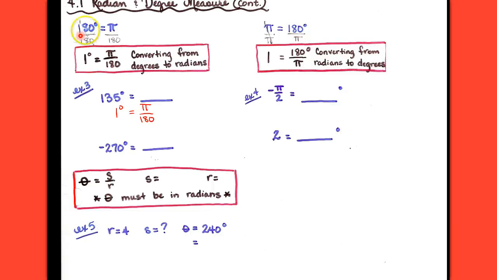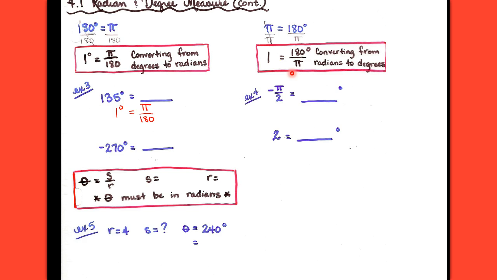Now, if we know that 180 is equal to pi, if I want to know just what 1 degree is equal to instead of 180 of them, I could divide both sides by 180 and I find out that 1 degree is equal to pi over 180 radians. So I could use that to convert from degrees to radians. I could use that same fact only a little differently. If I know pi radians is equal to 180 degrees and I want to know what 1 radian is equal to, I divide both sides by pi, and I'll have 1 radian is equal to 180 divided by pi degrees, and I'll use that to convert from radians to degrees.